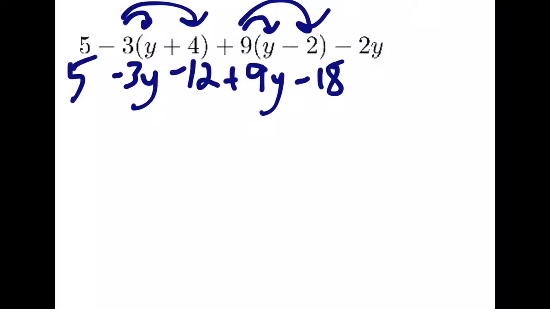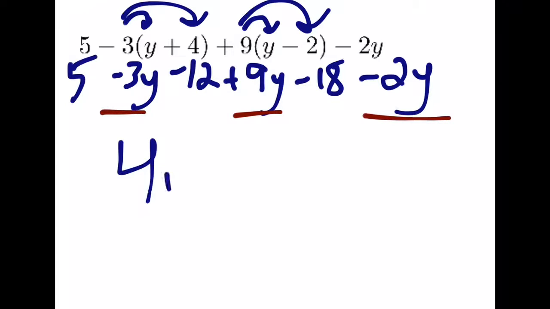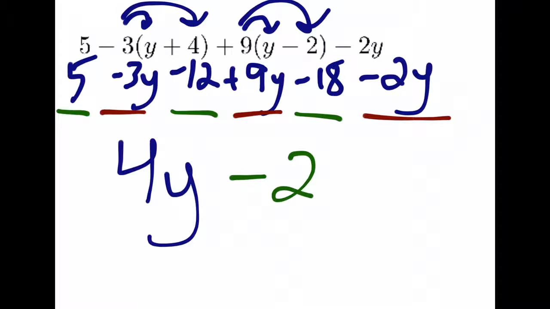We carry down the two other terms from the original problem, and we combine like terms. There are three y terms, negative 3 plus 9 minus 2. That gives us 4y. The constant terms, 5 minus 12 minus 18. That gives us minus 25.